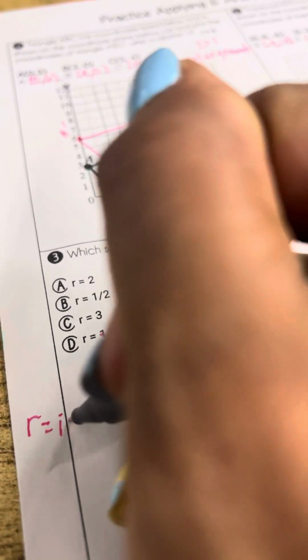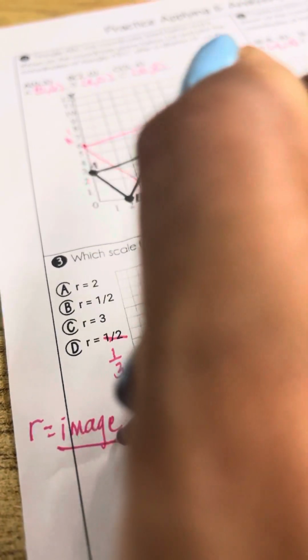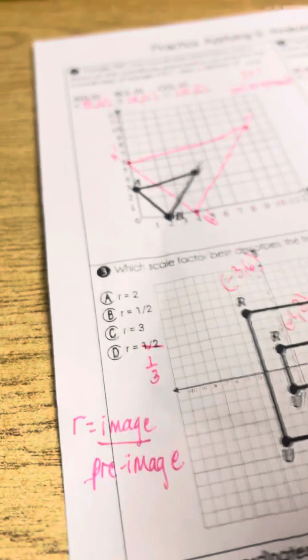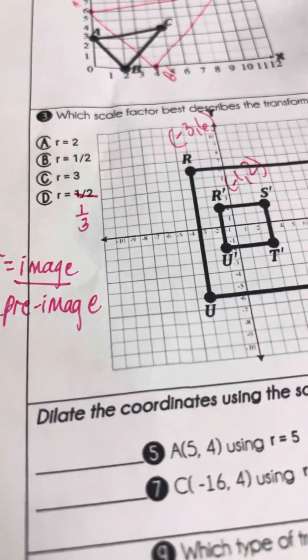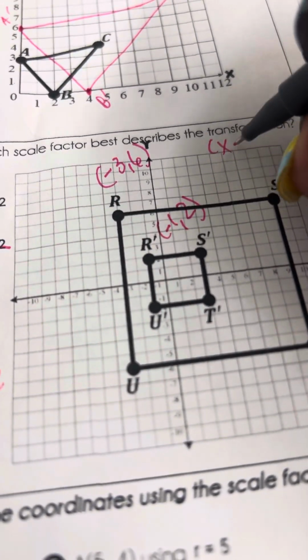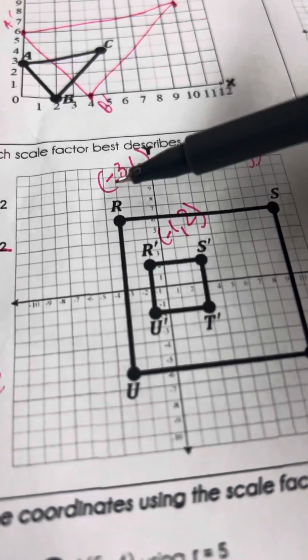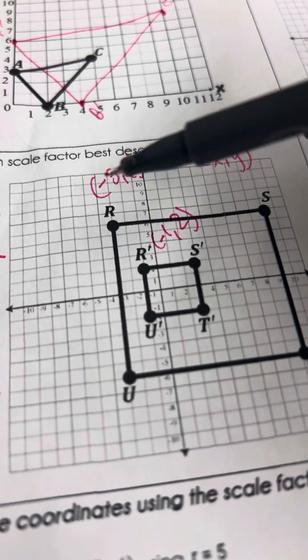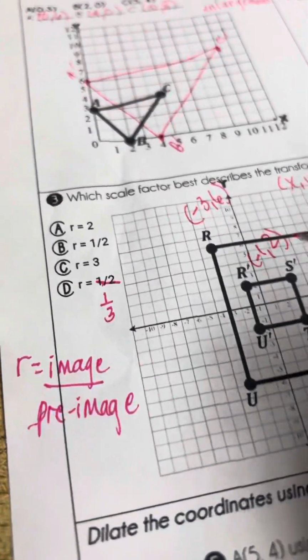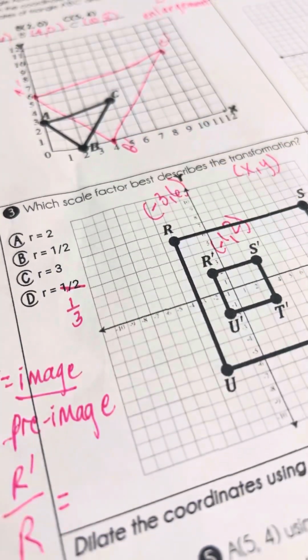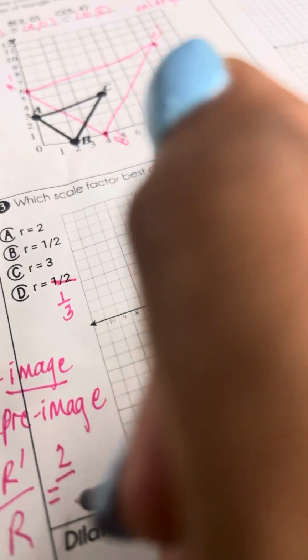Remember, for the scale factor, the formula is to take the image and divide it by the pre-image. So I'm going to take the y coordinate, because remember our ordered pair is written in the form x comma y. So I'm going to take the y coordinate, which is the second coordinate from each one. I'm going to start with R prime, which is 2, and divide that by R, which is 6. That gives me 2 over 6.